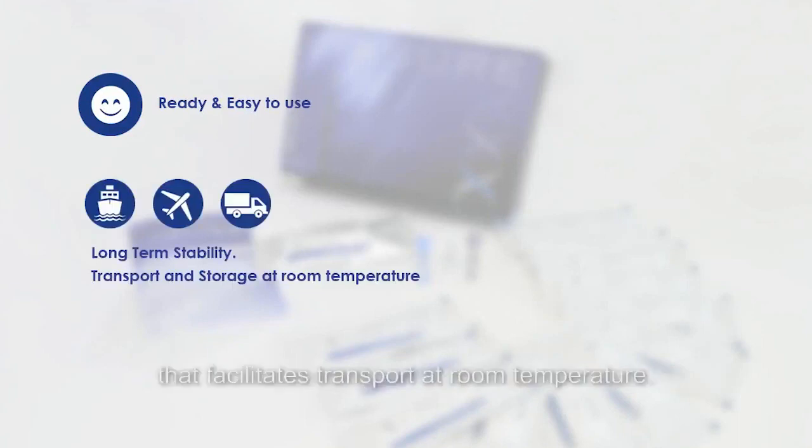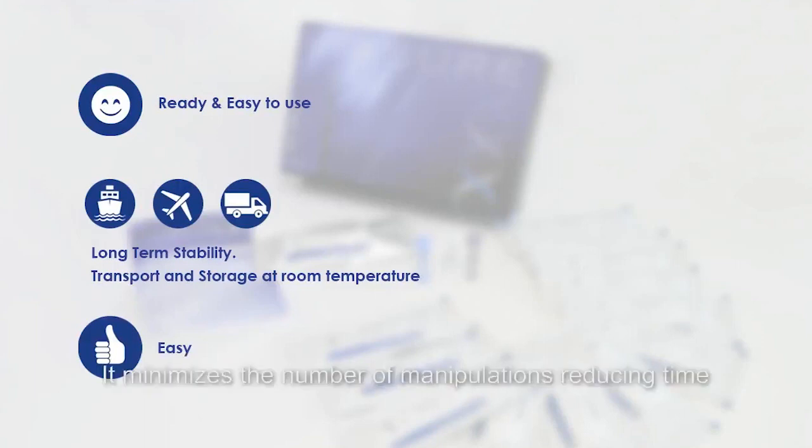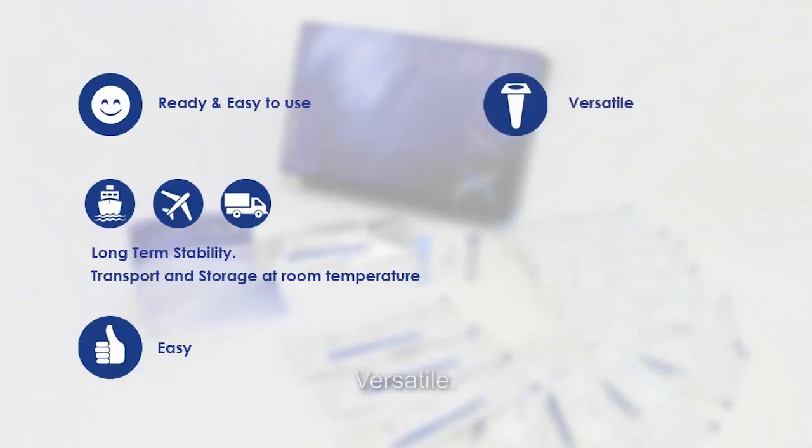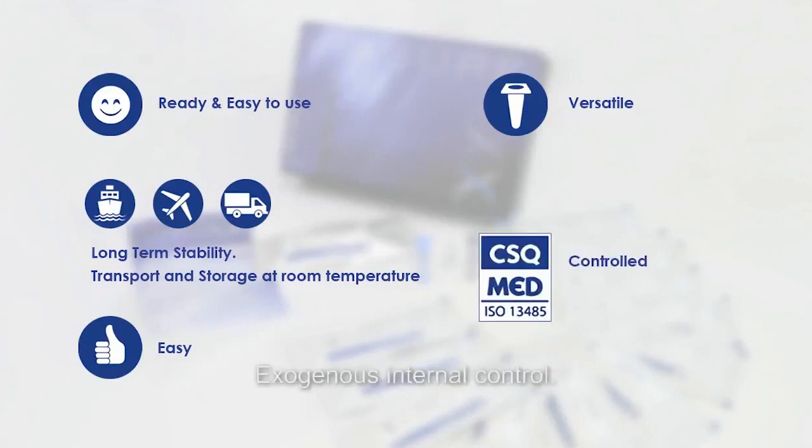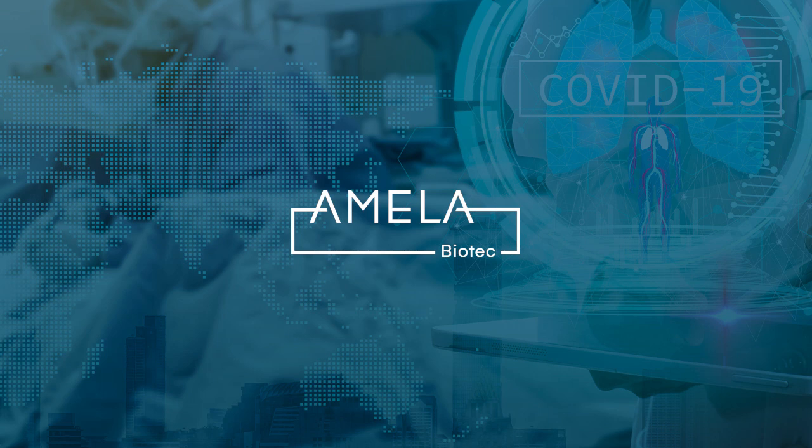Provides maximum flexibility and compatibility with leading open system thermal cyclers and the latest technology for the stabilization of products. Ready-to-use kits with all the necessary components for the testing. Long-term stability that facilitates transport at room temperature. Easy to use. It minimizes the number of manipulations, reducing time and possible errors. Versatile. Possibility to analyze from 1 up to 96 samples per testing. Exogenous internal control. Evaluated and validated according to ISO 13485.